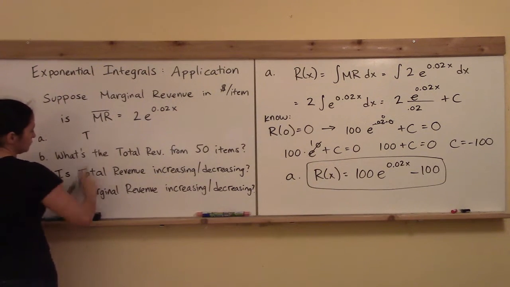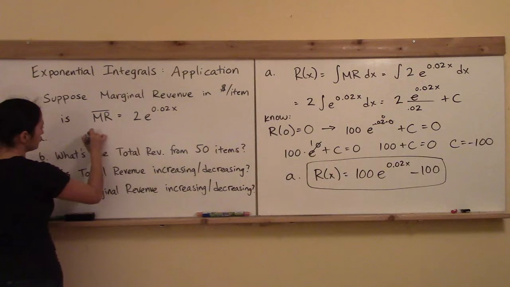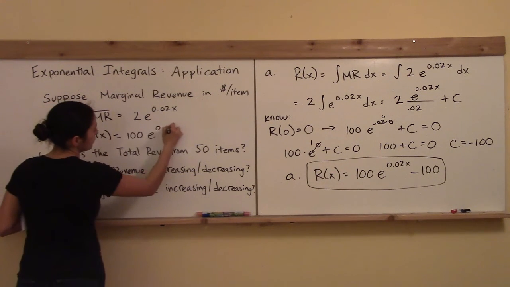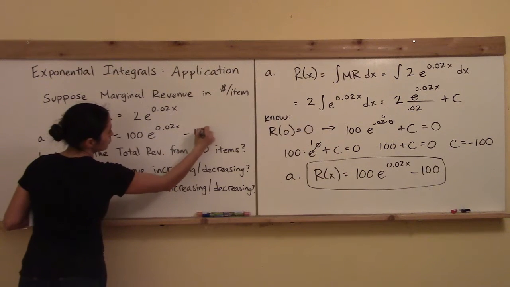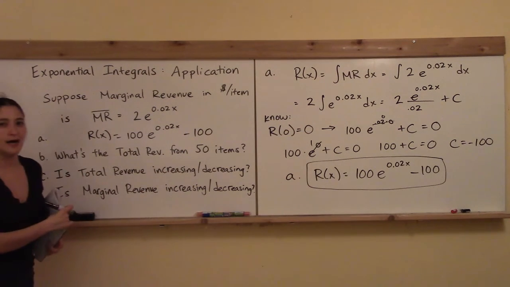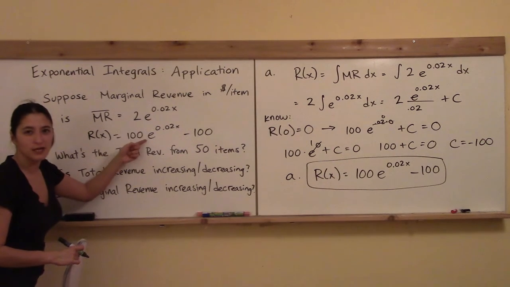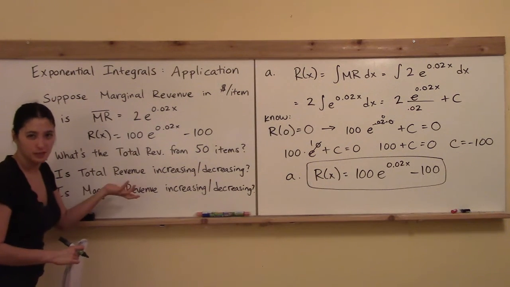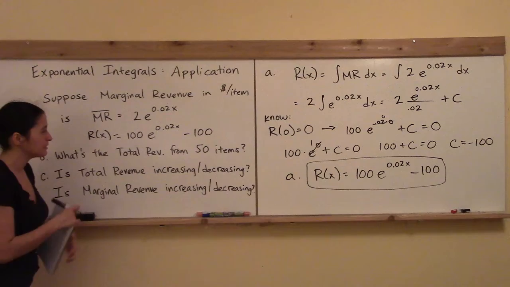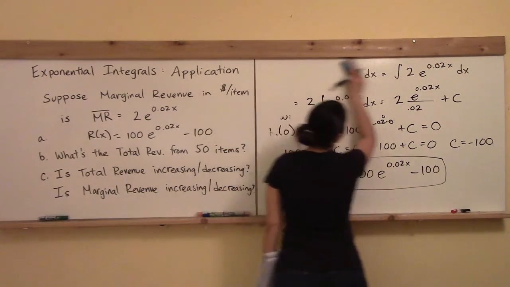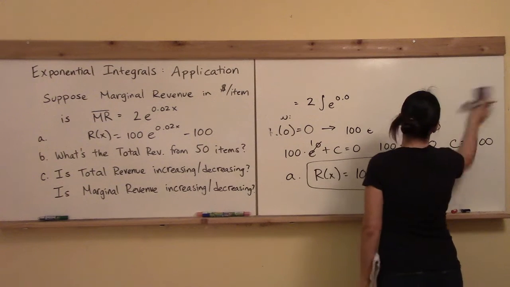The total revenue function, which we call r of x, is equal to 100 e to the 0.02x minus 100. Hey, look at that. The total revenue function has the same growth rate as the marginal revenue function. Remember what I was saying about exponentials? That's always the case. Okay, so now let's tackle questions B and C.